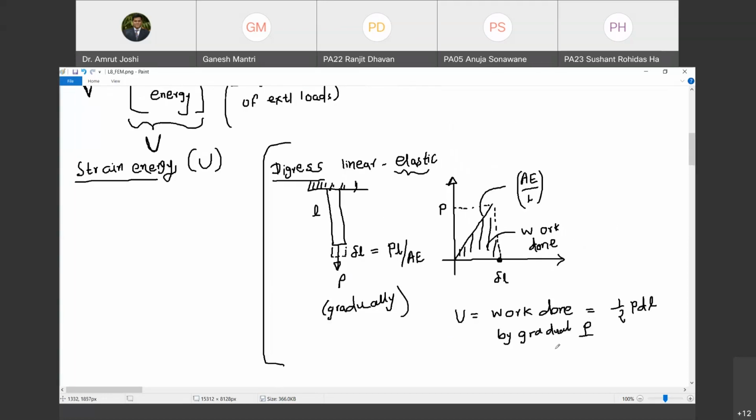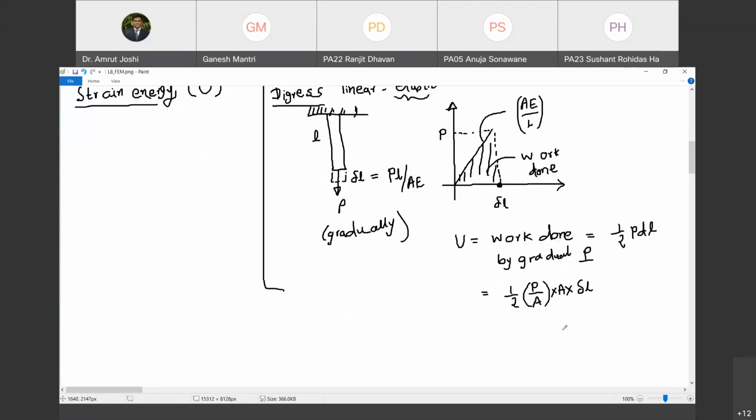Yes, sir. Now can I rearrange this? How do I write this work done in terms of stress and strain? If I want to write it in terms of stress and strain, I will have to write P by A here. At equilibrium, P by A is equal to the stress. Do you agree with me? Yes, sir. Then I have to multiply it by A. Happy? Yes, sir. Then I have to write delta L. Do you agree with me? Yes, sir. Now this half P by A becomes stress multiplied by A.